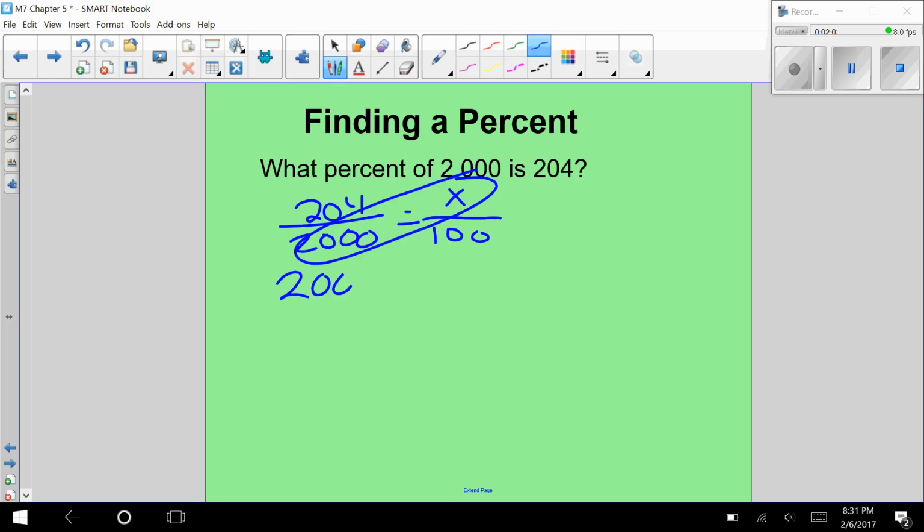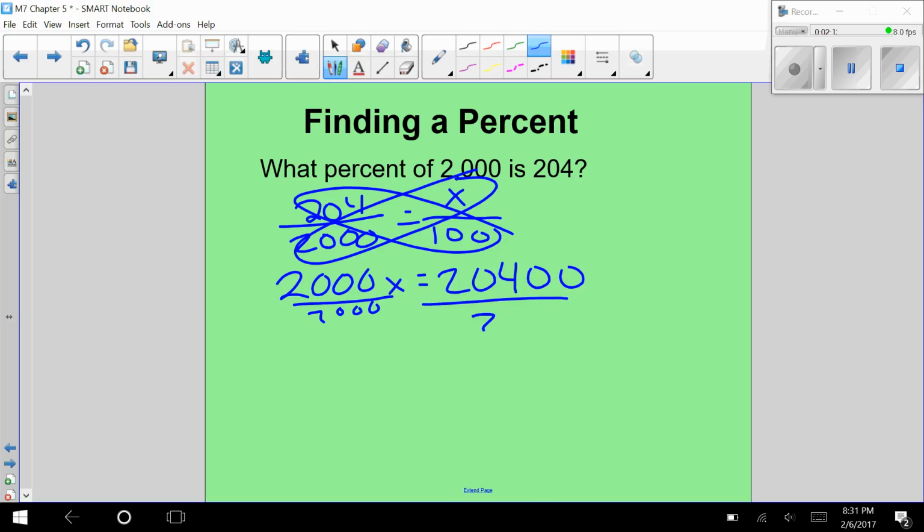2000x equals 204 times 100, which is 20,400. Divide both sides by 2,000. And we get x equals 10.2%. Remember, if it is a percent, you always need to label it percent.